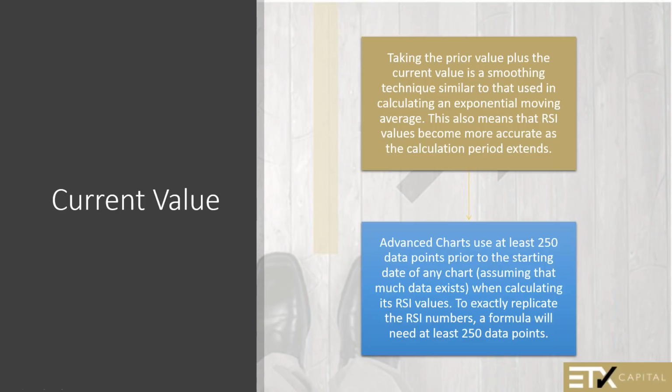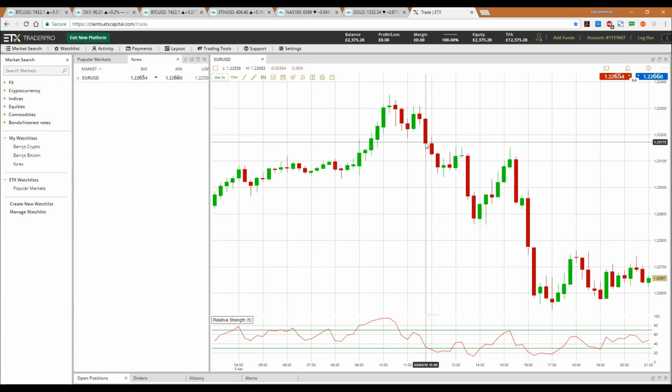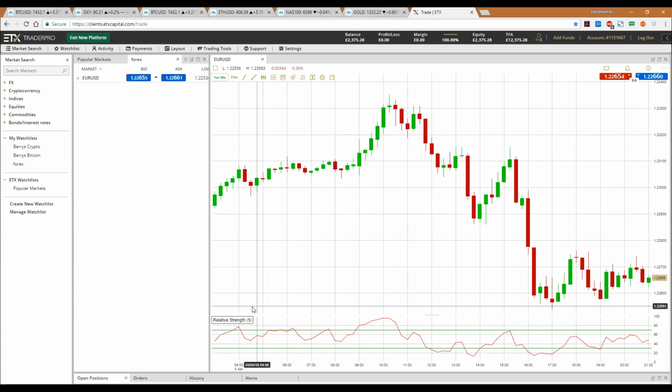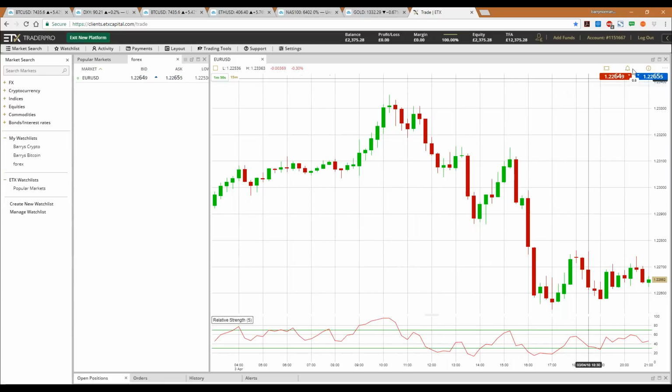So let's go over to a chart and let's see how simple this is to put on our charts. So hold on, let me pop up a chart for you. Okay, so we're right now on the ETX Trader Pro platform. I've already got RSI on the charts. As you can see, it's down here below, and I made them green and red to match the candlesticks just to help us in this class. But let's take these off the chart and do this together.